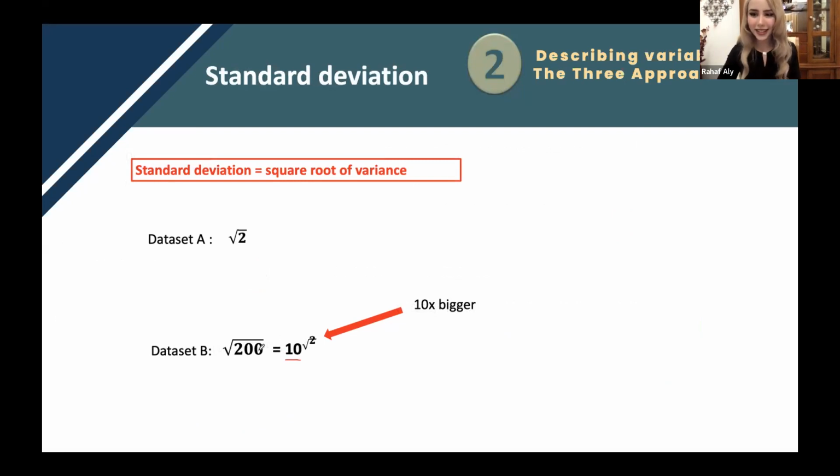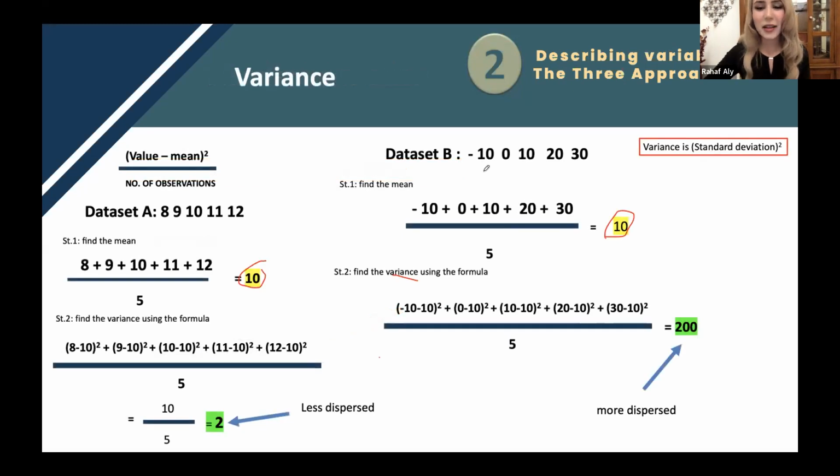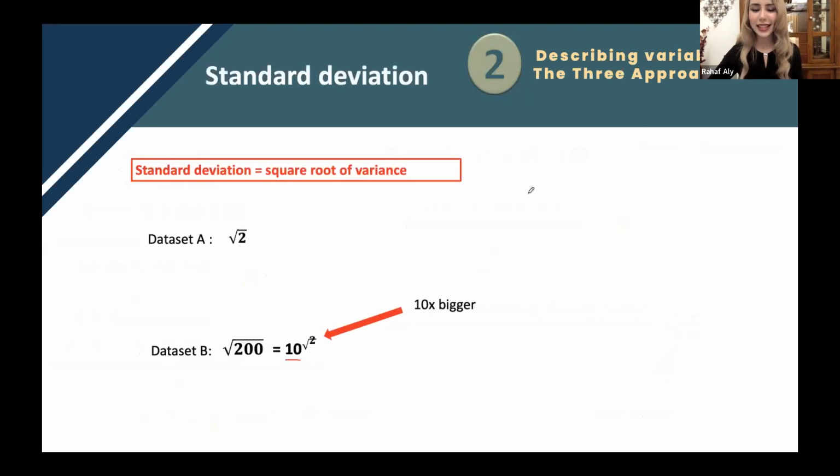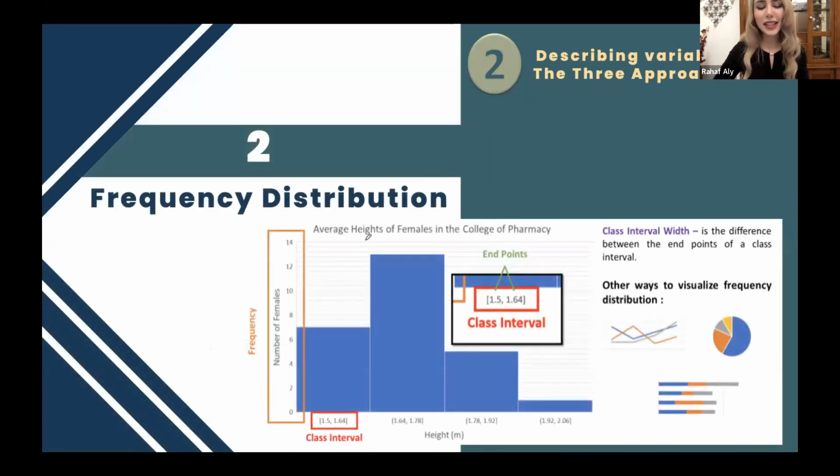Can we confirm this? Yes, we can, because once we look at the data, as you can see here, each value is 1 away from each other, while in dataset B, the values are 10 away from each other. And this is why the standard deviation is one of the best ways to describe the dispersion of the variables. So now let's go for frequency of distribution.